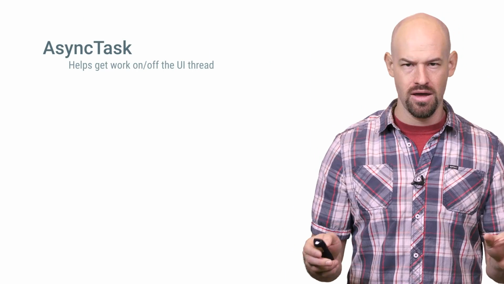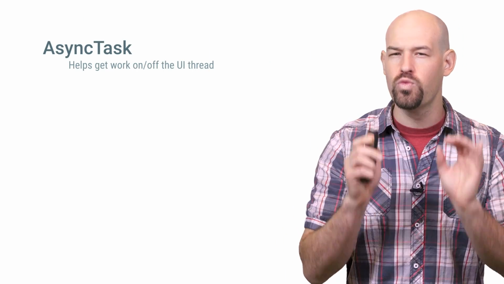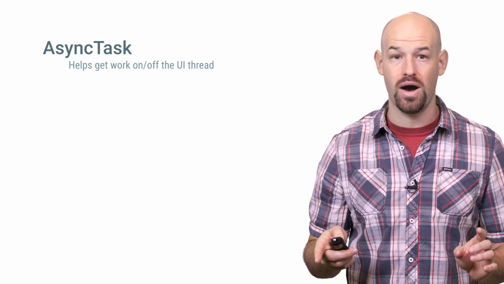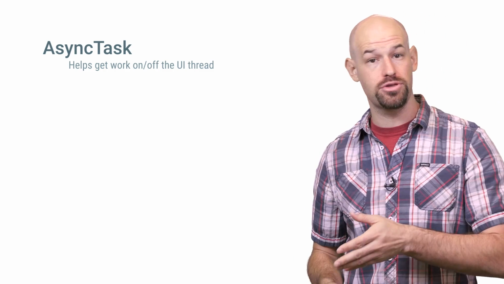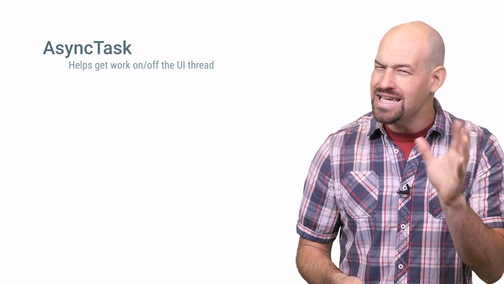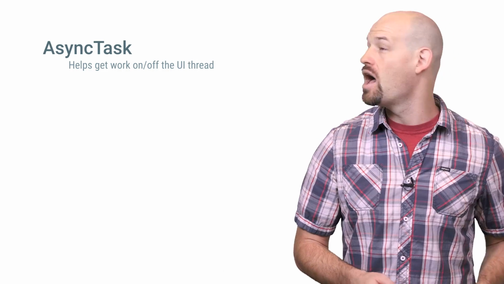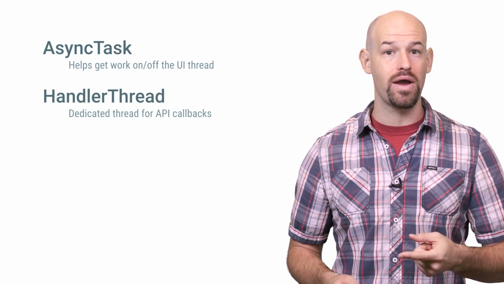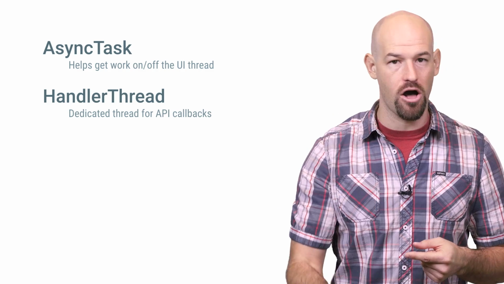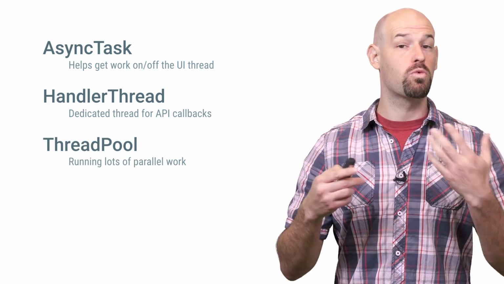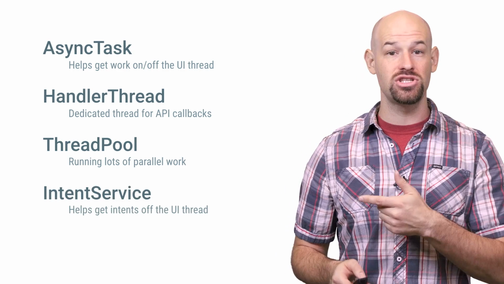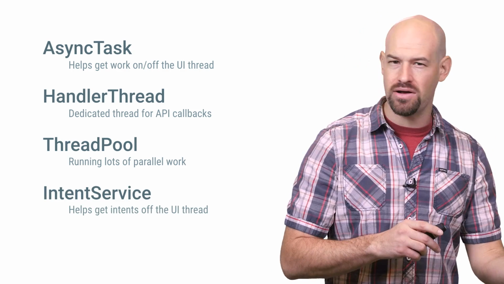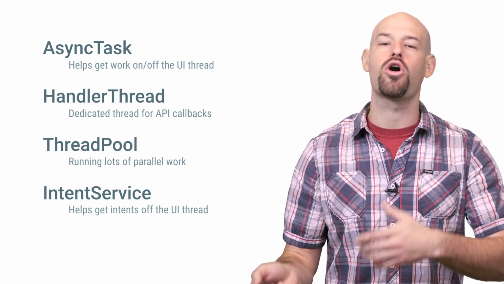The gist here is that while async task makes it really easy to move work off the UI thread, it's far from being a silver bullet. So don't be afraid to check out some of the other threading primitives in Android in case you need a little different use case. For example, handler threads are great when you need a dedicated thread for callbacks to land on. Thread pools work best when you've got a mountain of small work objects to do. And intent services are really ideal for background tasks or when you need to get intent work off of the UI thread.